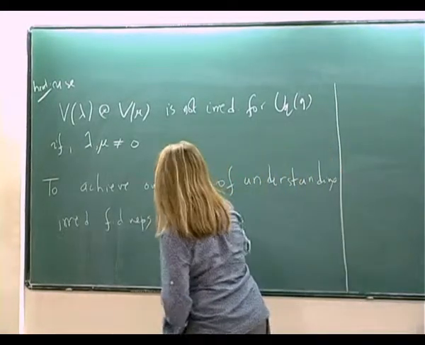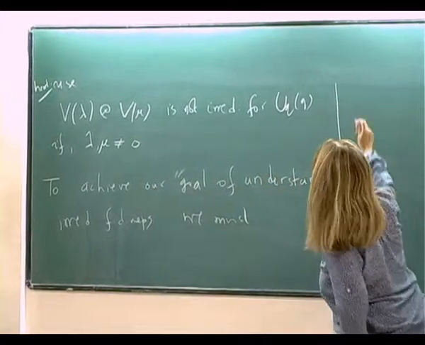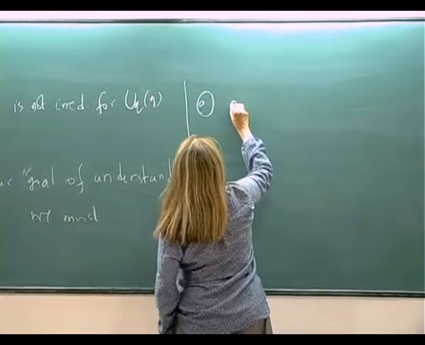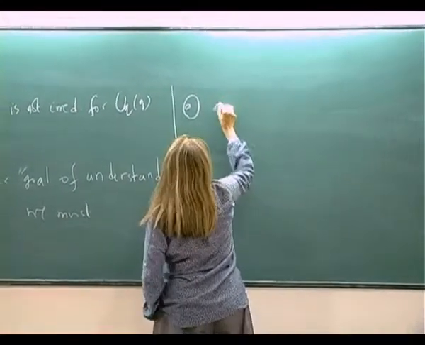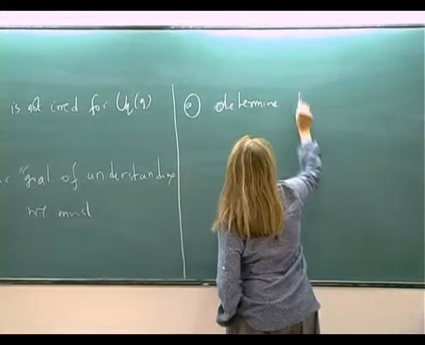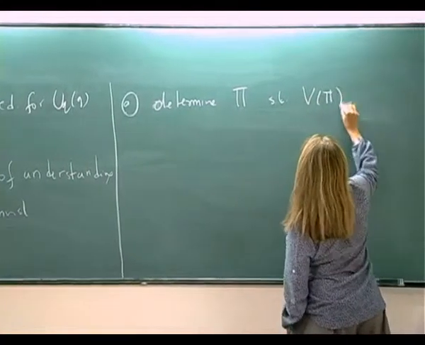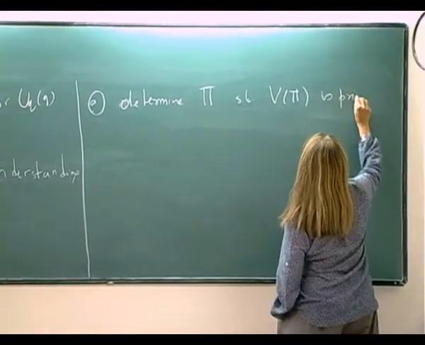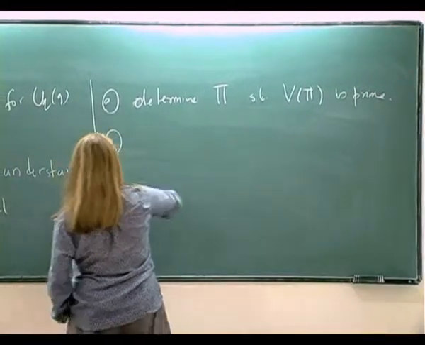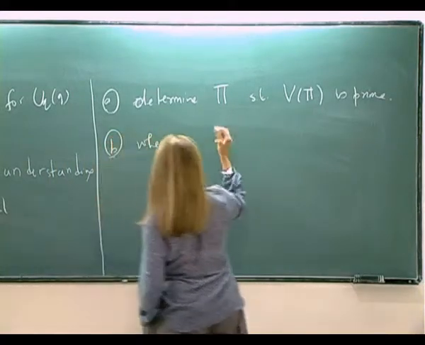If you look through the analysis of SL2, we must understand, first, determine the Drinfeld polynomials such that V_pi is prime. The second condition would be when is a tensor product of two prime representations irreducible?